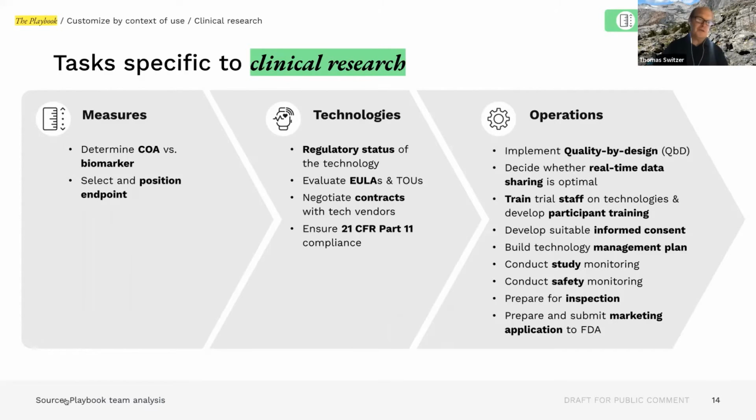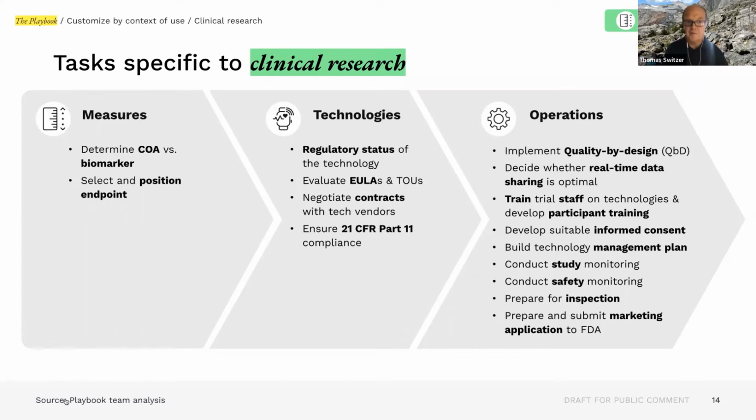Task specific to clinical research. Again, there's a distinction between COA versus biomarker, and COA is always how one feels, functions, survives. If it's not that, then it's typically a biomarker, which is more around physiologic measurements. As we mentioned, select and position endpoints. In some cases, you have well-established primary endpoints for approval of a drug, and these digital health tools will provide knowledge, but they will never be a primary endpoint, but they may help in differentiating in a label claim or something like that.